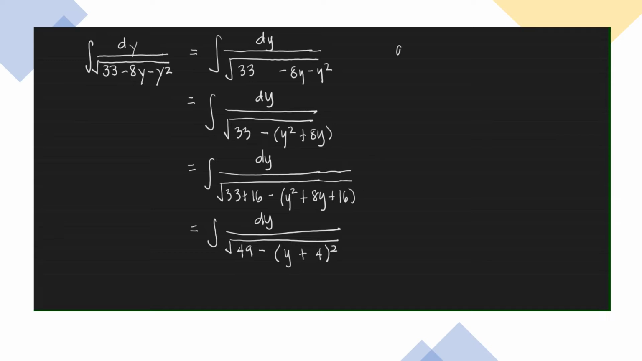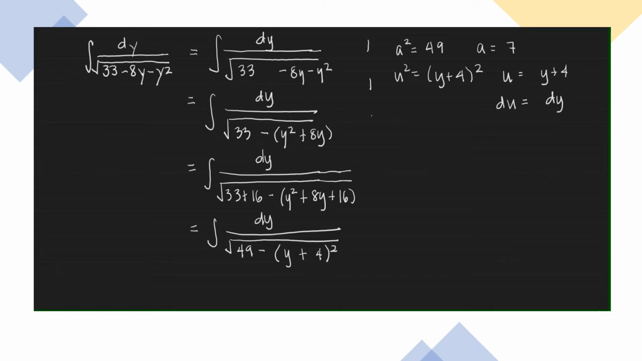So here, we let a squared be 49, which means a is 7. So we're going to use positive 7. And then our u squared will be y plus 4 quantity raised to 2. Therefore, our u will be y plus 4. And then we get our du. And this will be 1 dy.